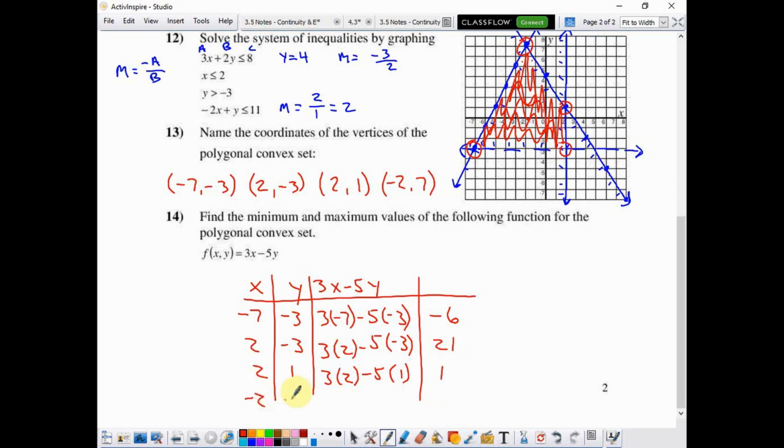And then negative 2, 7. 3 times negative 2, that's negative 6. Minus 5 times 7, which is 35. Negative 6 minus 35 is negative 41. The biggest number I ended up with was 21. That's my maximum. The smallest number I got was negative 41. That's my minimum.